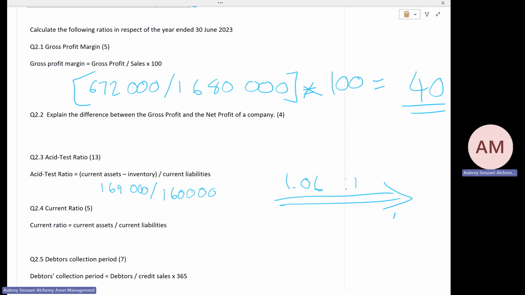Because in essence, what are we saying? Can we meet our short-term financial obligations without any of our trading inventory? Which means the cash in the bank, petty cash, all those other current assets, can they cover our short-term obligations? Can you see that? So here, 1:1 is fine.